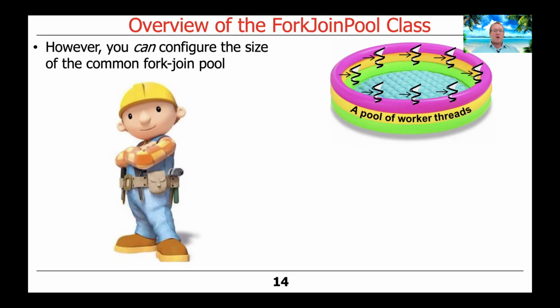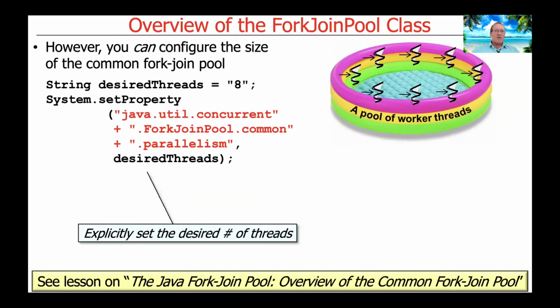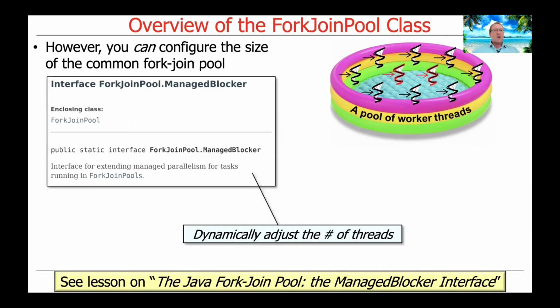And one thing you can do with a common fork join pool is you can configure the number of threads in the pool. And there's a couple of different ways to do this. One way is to explicitly set the number of threads in the pool before the program starts to run. And we'll show an example of that and talk about the pros and cons of that approach. And then the other thing you can do, which is really more flexible but a bit more complicated, is dynamically adjust the number of threads in the pool by using something called a managed blocker. And you'll get a chance to play around with managed blocker in programming assignment 4A as well, because we'll use that as one of the ways of being able to control the number of threads that are part of the common fork join pool.